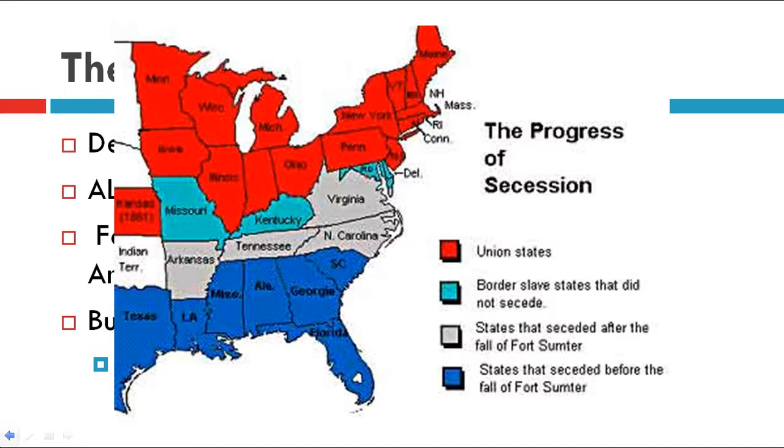You can see here in the red the states that did not secede, the Union states. You also can see in sort of the lighter blue shade, the border states that will not secede. And below that, you'll see states that will secede after the fall of Fort Sumter, and we'll talk about that in a little bit here. But the bottom, the deep south, the dark blue, these are the original states that seceded beginning in 1860.